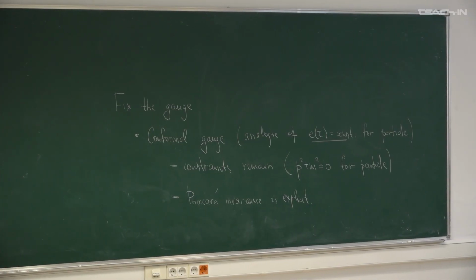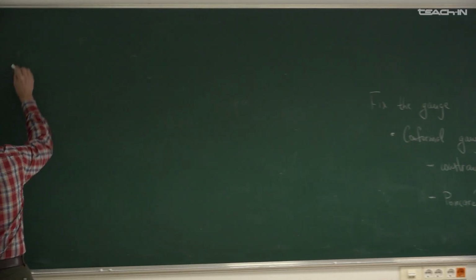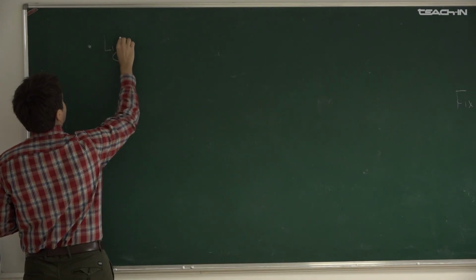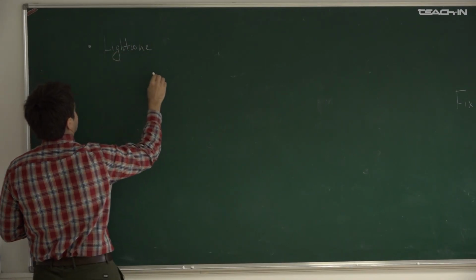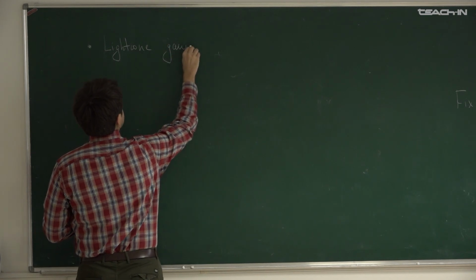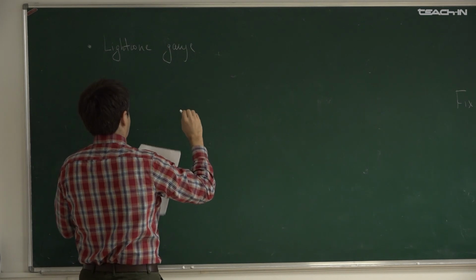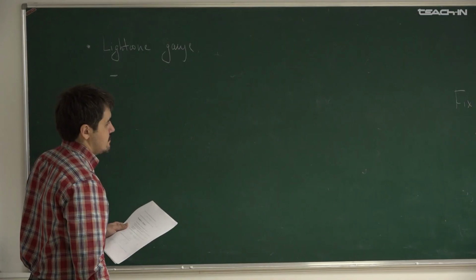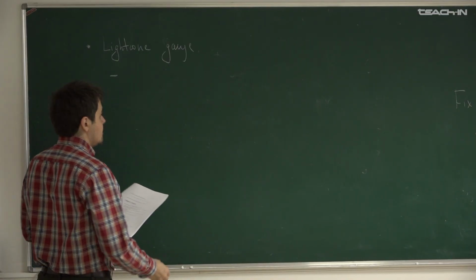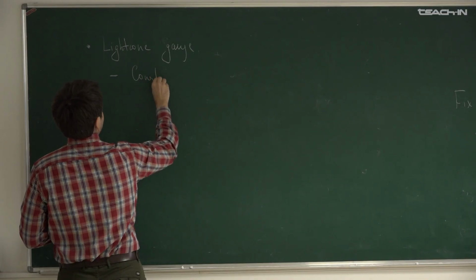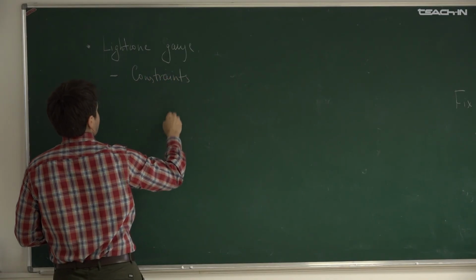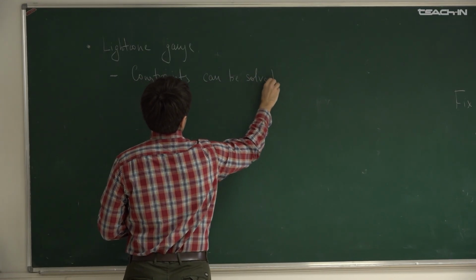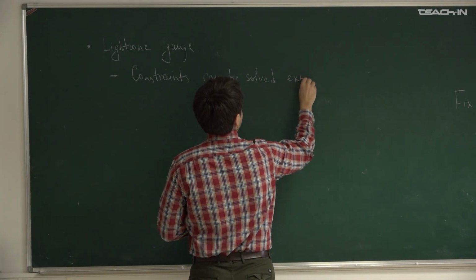So the other gauge that we will consider is the so-called light cone gauge. And actually, we will be talking about it today, most of the time. Light cone gauge. So here, the upside of this approach is that we can solve the constraints explicitly. So constraints can be solved explicitly.